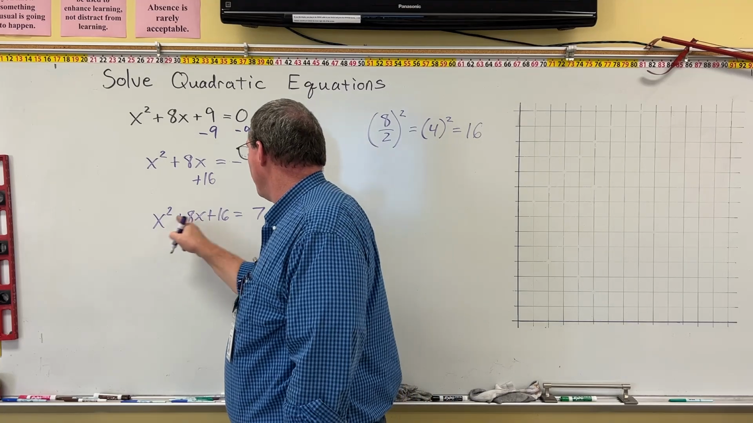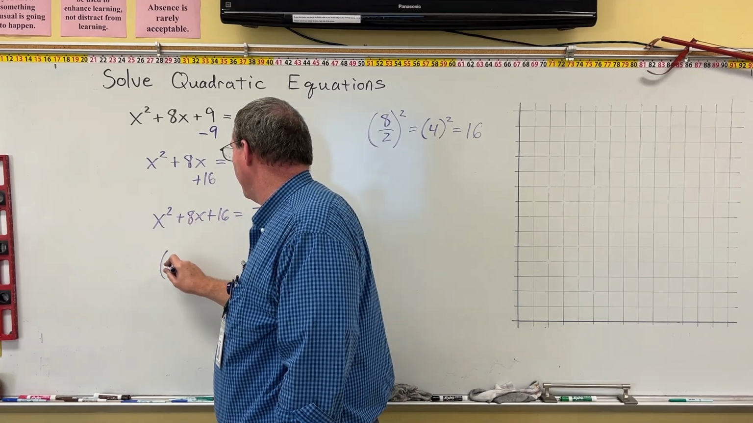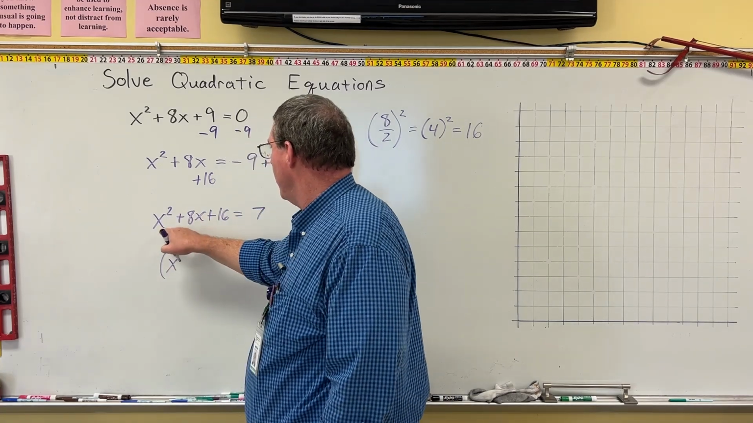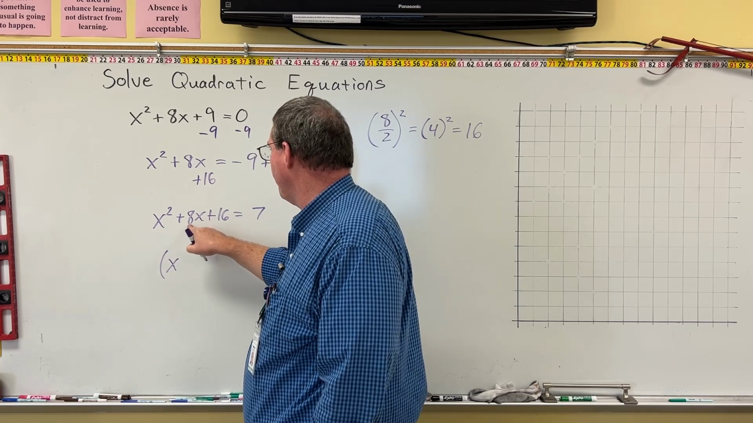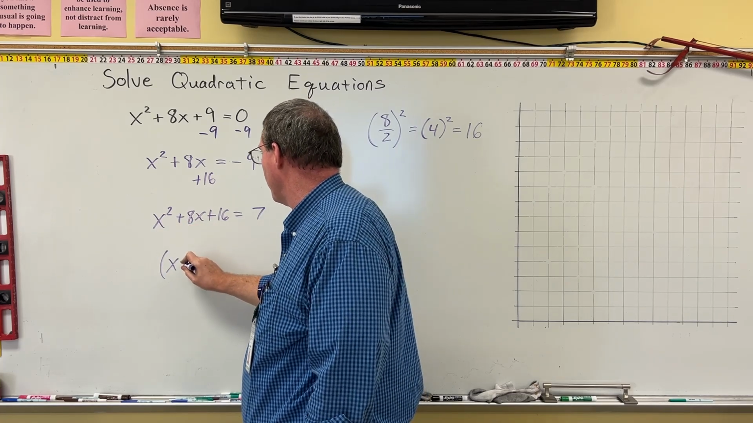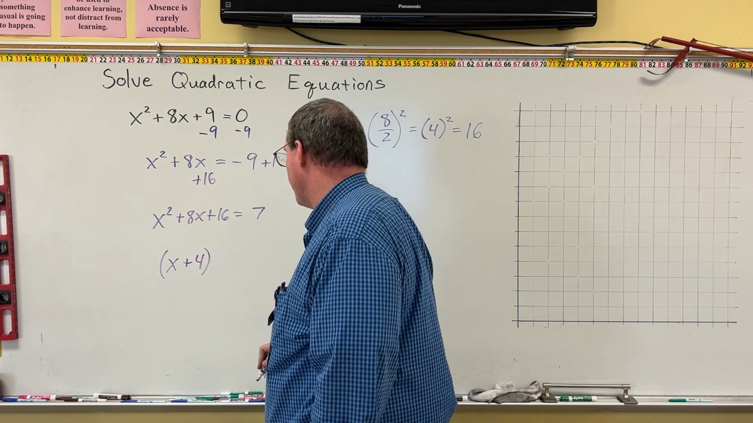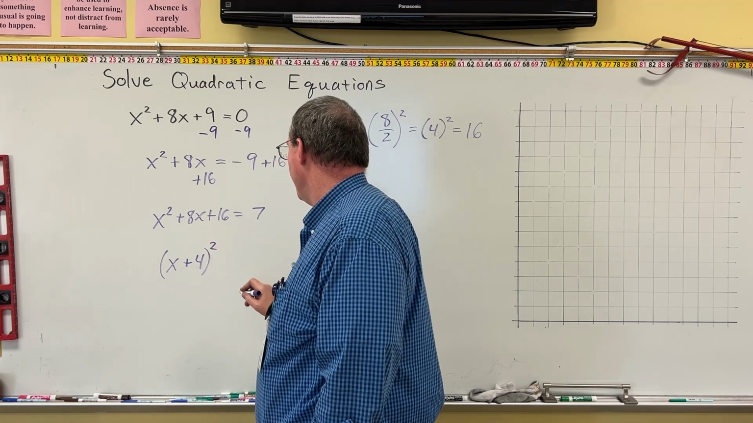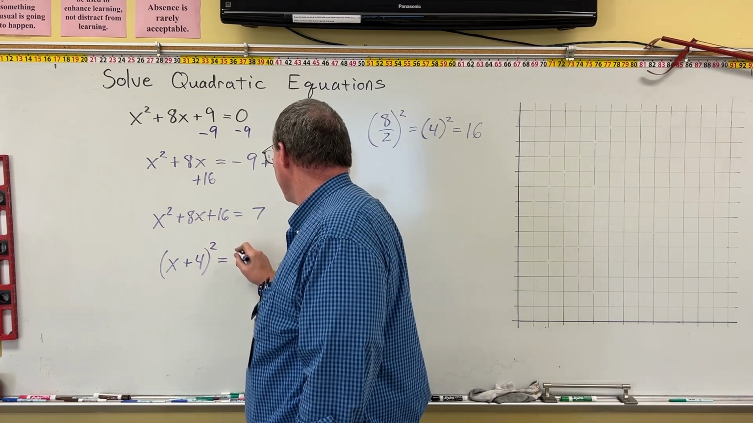And so now this one is going to factor. It's going to become x. Remember, it's an x, and then it's half of the middle term. So instead of plus 8, it's plus 4. That's half of plus 8. And then we square it, and that equals 7.